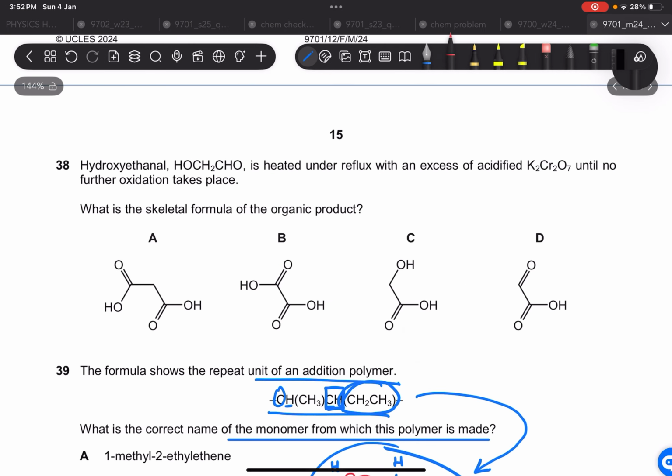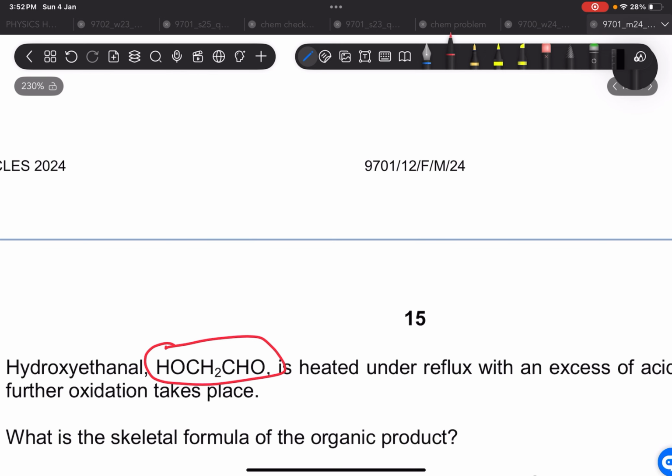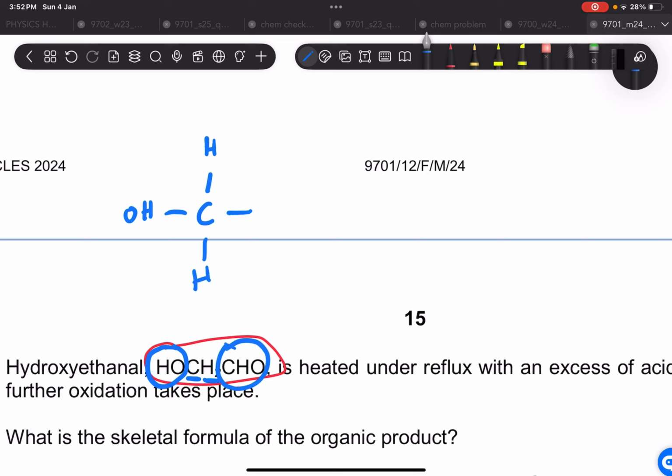The next question says hydroxyethanol. This is hydroxyethanol. Let's draw hydroxyethanol. So we have a carbon. This is the carbon. With that we have an OH attached, something like this, and then we have H2 attached to it, and then we have a CHO. So C, double bond O, and H.